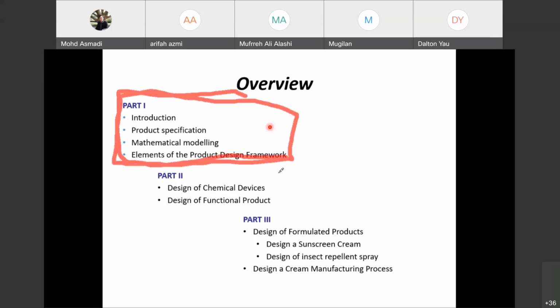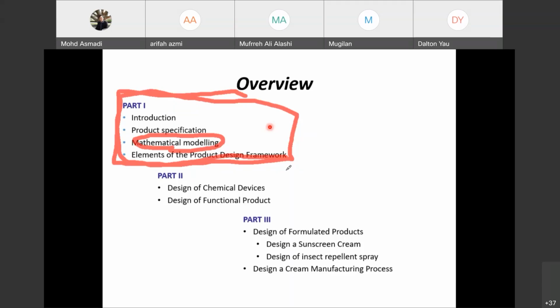And then part two: how can we design the chemical devices and functional products, based on the mathematical modelings? If you still remember, what is it? The kinetics, the flux ratio. That is the mathematical modelings. So you have to remember the mathematical considerations in terms of fluid equations, right? Viscosity, Fourier's law, Fick's law. We need that mathematical modeling to design your chemical devices and also functional products.